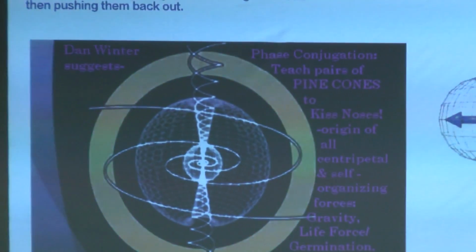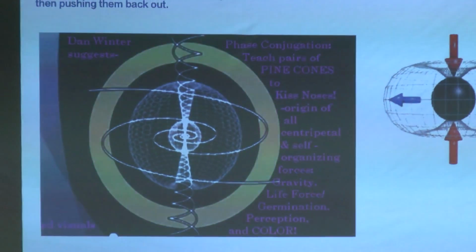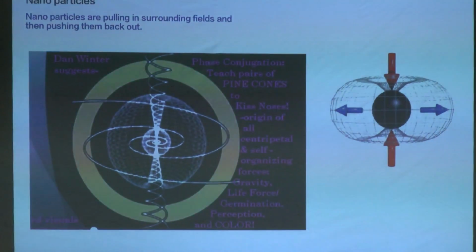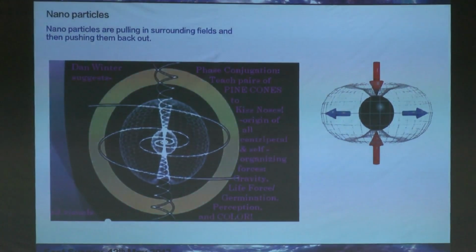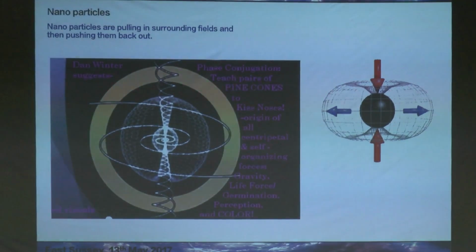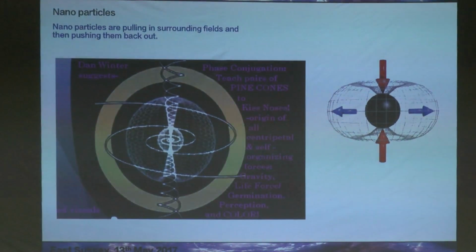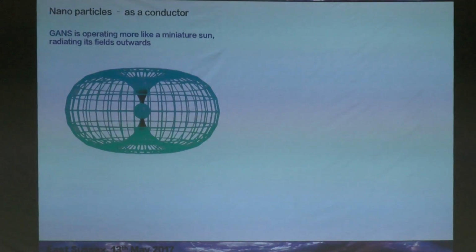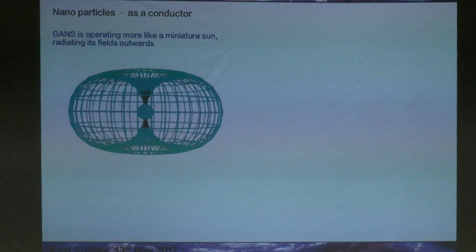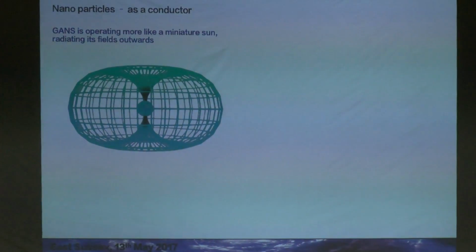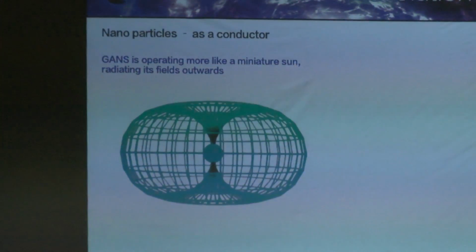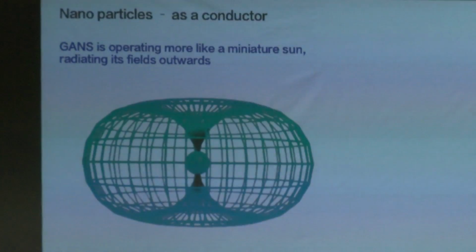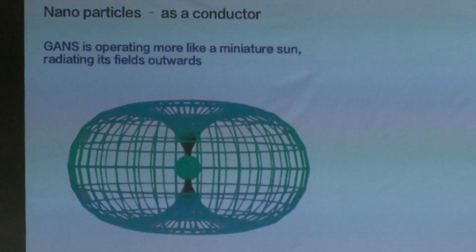So nanoparticles, we can just imagine they're like little magnets. They're pulling in the surrounding plasmatic fields and they're pushing them out again. So they're helping the fields to flow through a system. So compare that with GANs. The GANs plasmas are operating more like miniature suns. So they're radiating their frequencies and field information outwards.